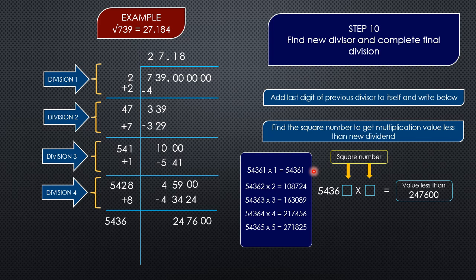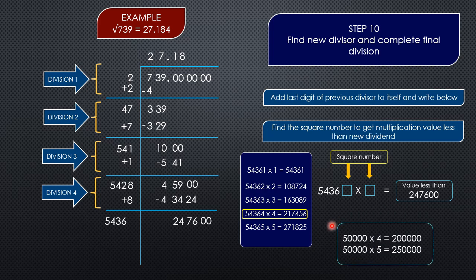54361 into 1 is equal to 54361. As you go on, you will find 54364 into 4, which is equal to 217456, is more closer but less than 247600. We can also use the approximation technique to save some time. Let's round this 5-digit number to say 50,000. 50,000 into 4 is 2 lakh. 50,000 into 5 is 2,50,000, which is greater than 2,47,600. So the right number is 54364 into 4, which is 217456.